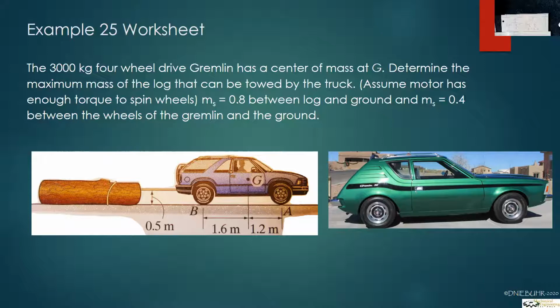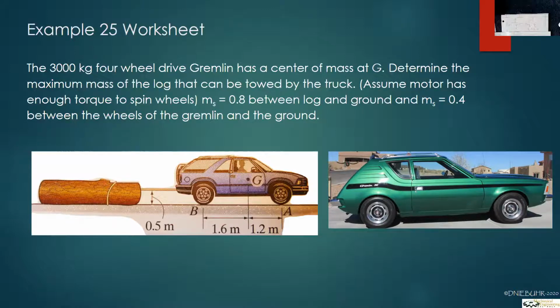You have A and B points, and ultimately you're going to figure out what is the maximum amount of tension that can be created in that rope before that car starts to spin. And so once you know what that tension is, then you can backtrack and figure out how much that log has to weigh.